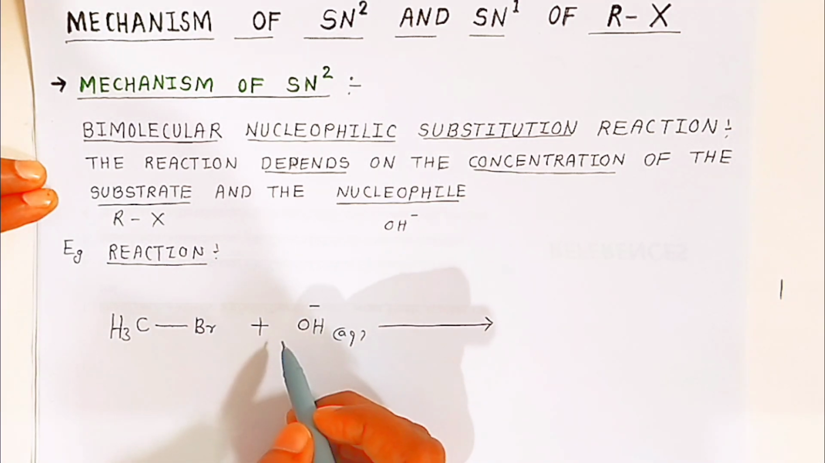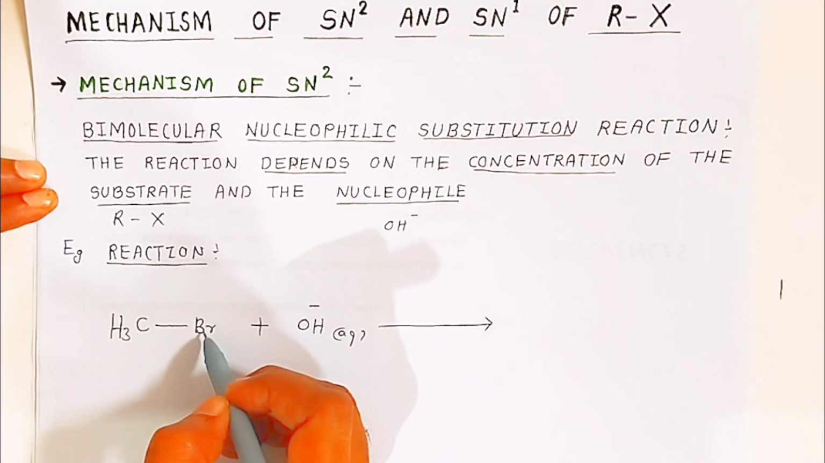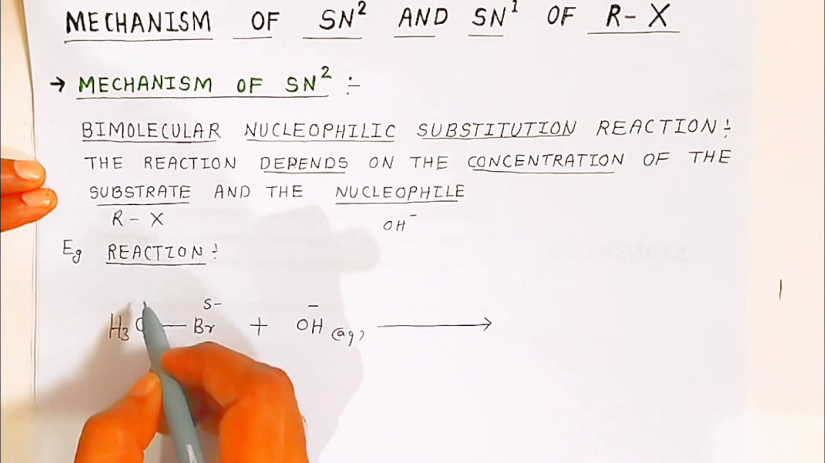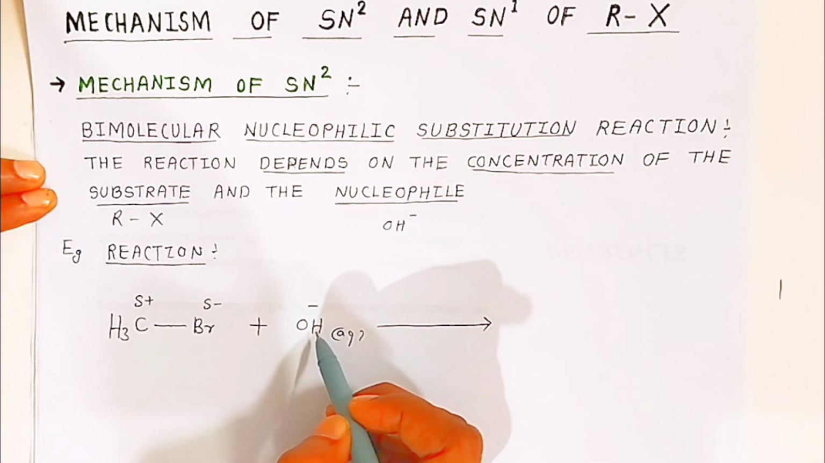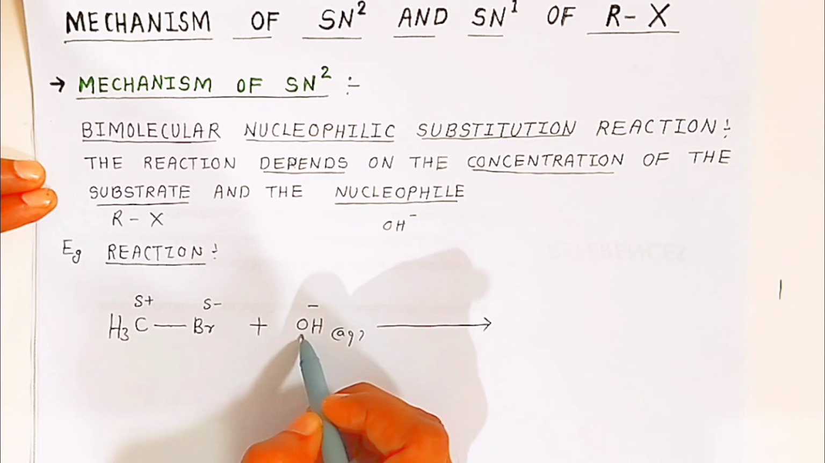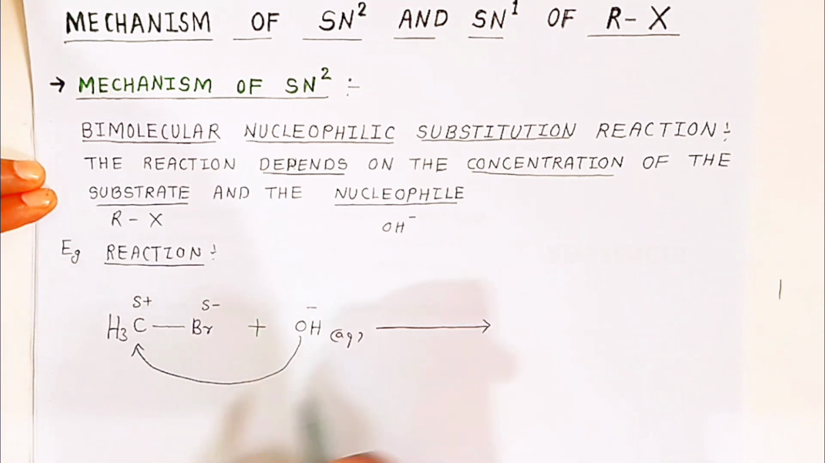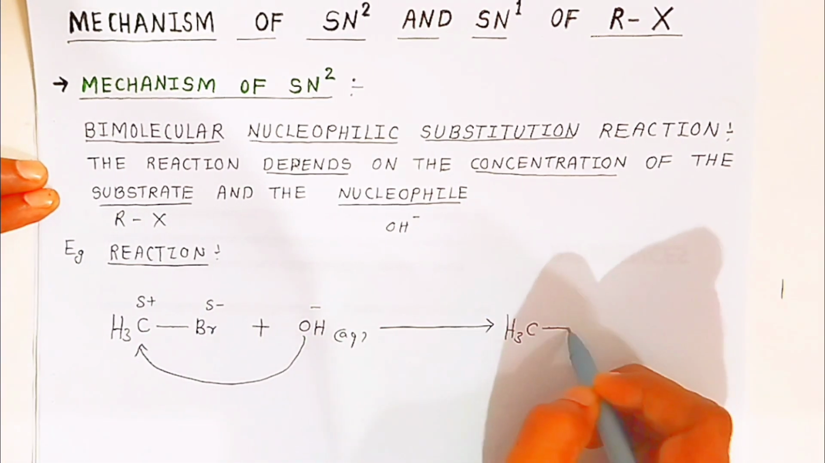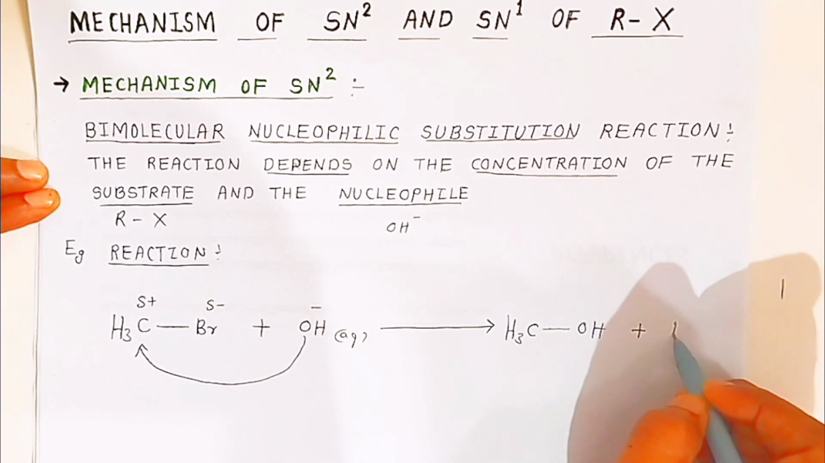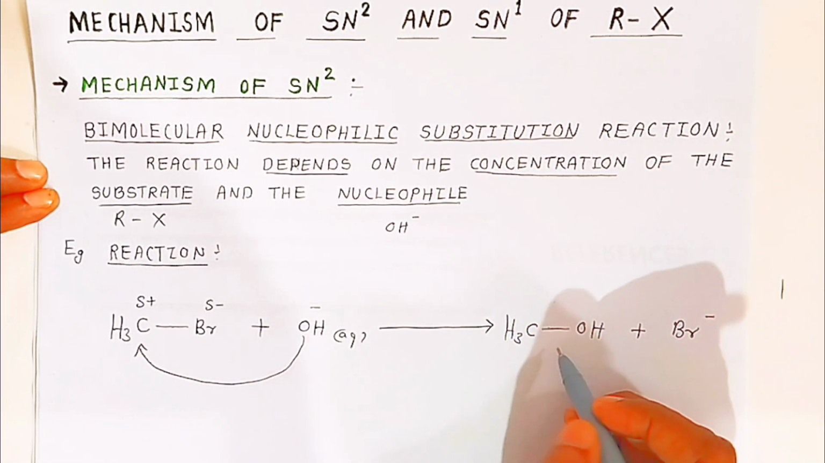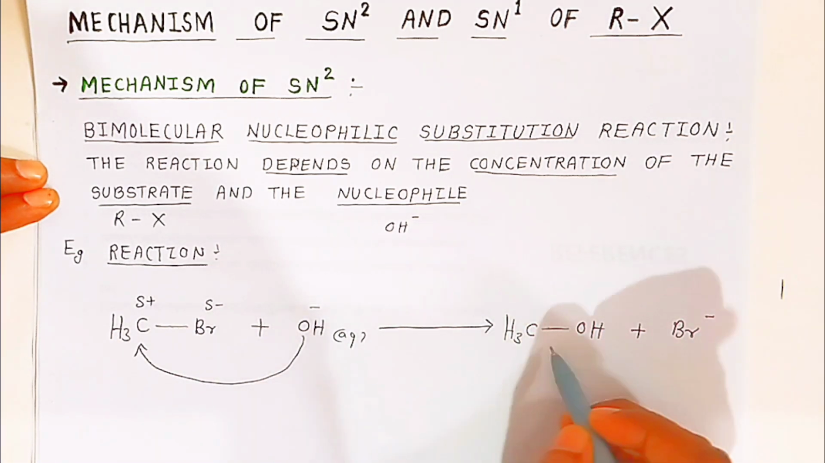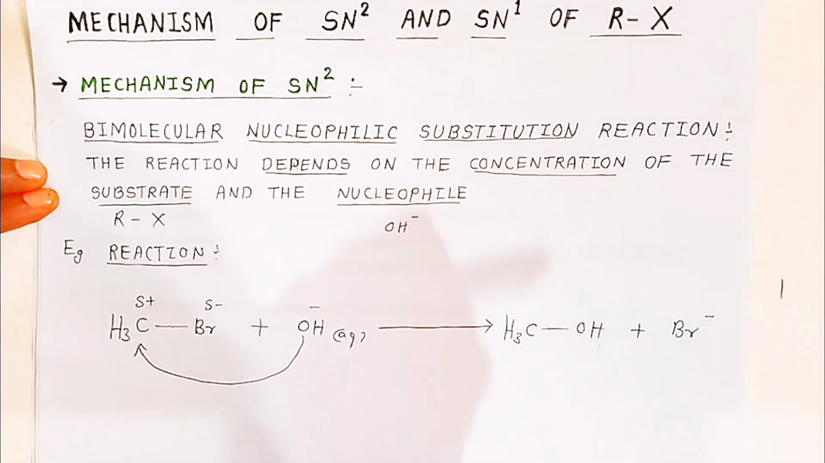Now what happens, students, this bromine will have a partial negative charge and carbon of the methyl will have a partial positive charge. This hydroxyl group will attack the methyl group from the backside, and it will form methyl alcohol, and bromide ion will be released. So this is the formation of methanol, or you can say methyl bromide is converted into methyl alcohol, that is methanol.